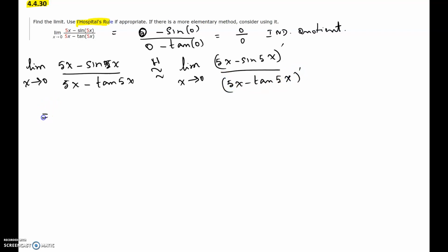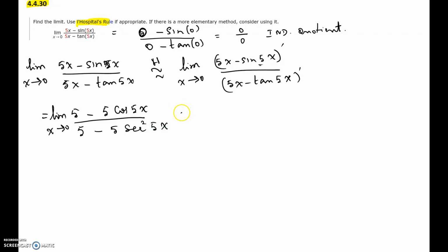So it is now the derivative of 5x, which is 5, minus, we'll take the limit at the end of the computation, the derivative of sine of 5x, which is 5 times cosine of 5x. Here we apply the chain rule: outer derivative times inner derivative. The derivative of sine is cosine, but the inner derivative is 5. So 5 times cosine 5x divided by the derivative of the denominator. The derivative of 5x is 5 minus the derivative of tan of 5x, which is 5 times secant square 5x.